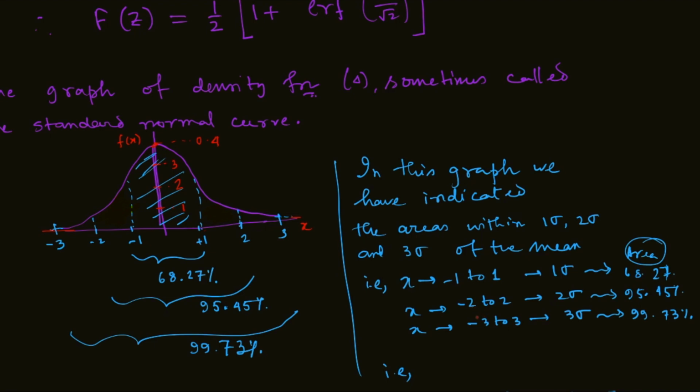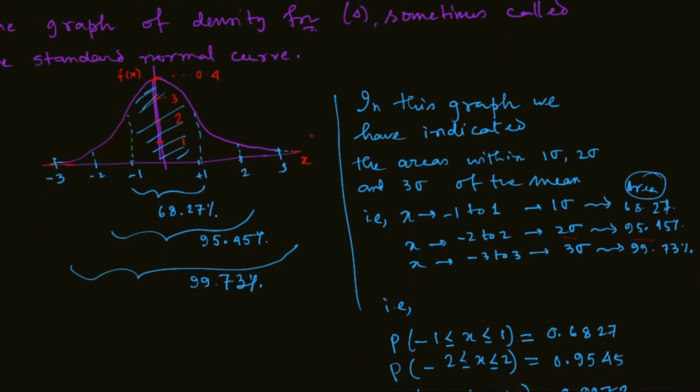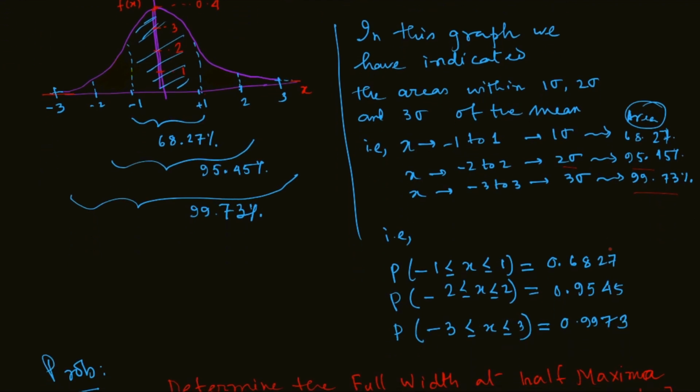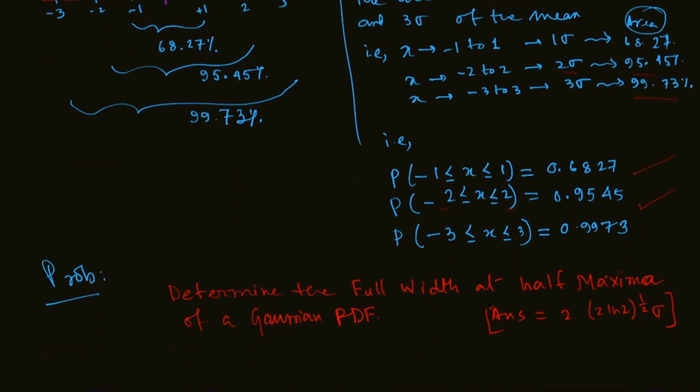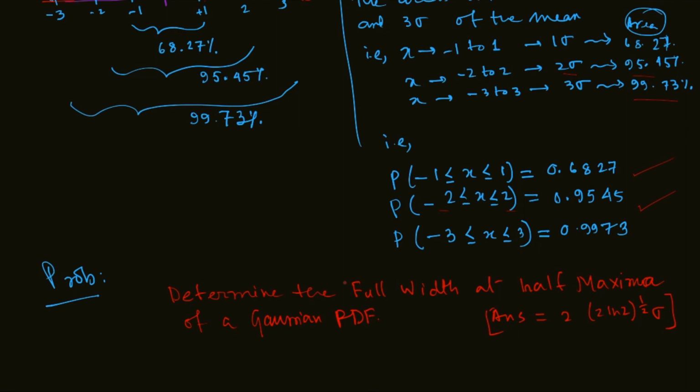And if it goes from minus 2 to plus 2, that is 2 sigma, it covers 95.45%. And if you go from the mean value in both directions, the 3 sigma limit covers 99.73%. That means the probability of getting any value from minus 1 to plus 1 is 0.6827, minus 2 to plus 2 is 0.9545, and minus 3 to plus 3 is 0.9973. It covers almost everything, the 3 sigma limit.